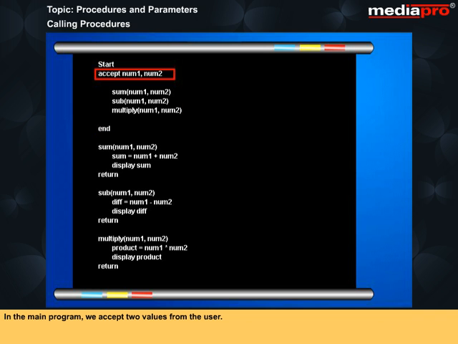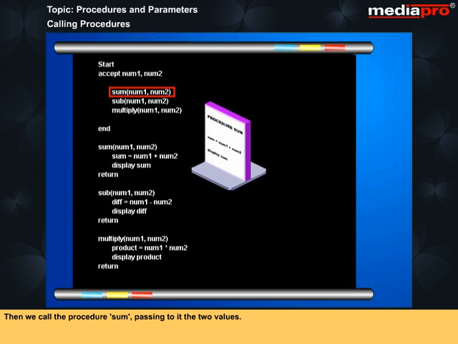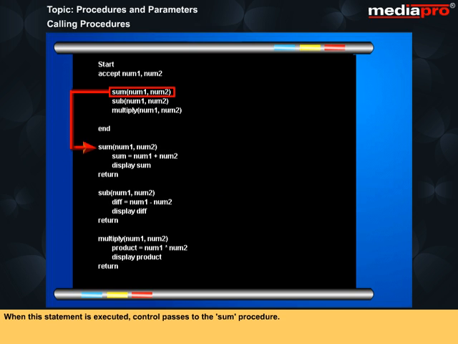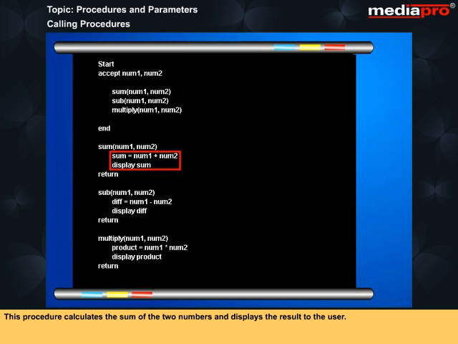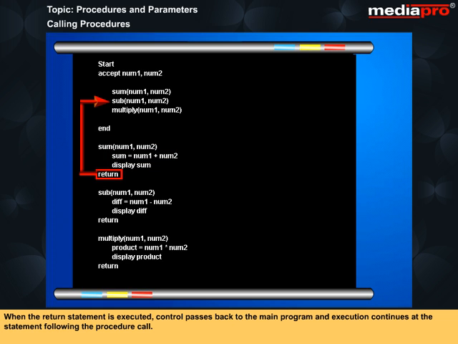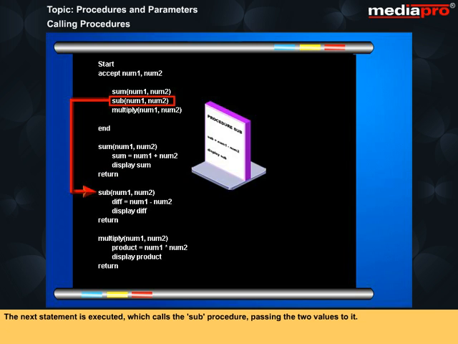In the main program, we accept two values from the user. Then we call the procedure sum, passing to it the two values. When this statement is executed, control passes to the sum procedure. This procedure calculates the sum of the two numbers and displays the result to the user. When the return statement is executed, control passes back to the main program and execution continues at the statement following the procedure call. The next statement is executed, which calls the subtract procedure, passing the two values to it.